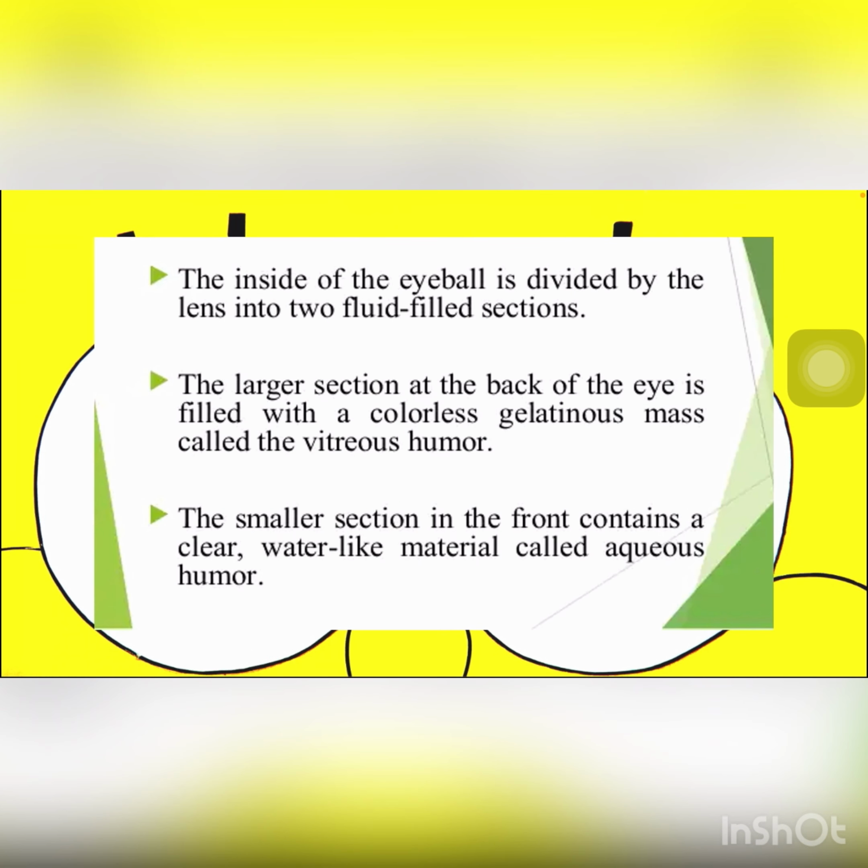The inside of the eyeball is divided by the lens into two fluid-filled sections. The larger section at the back of the eye is filled with a colorless gelatinous mass called vitreous humor. The smaller section in front contains a clear water-like material called aqueous humor.